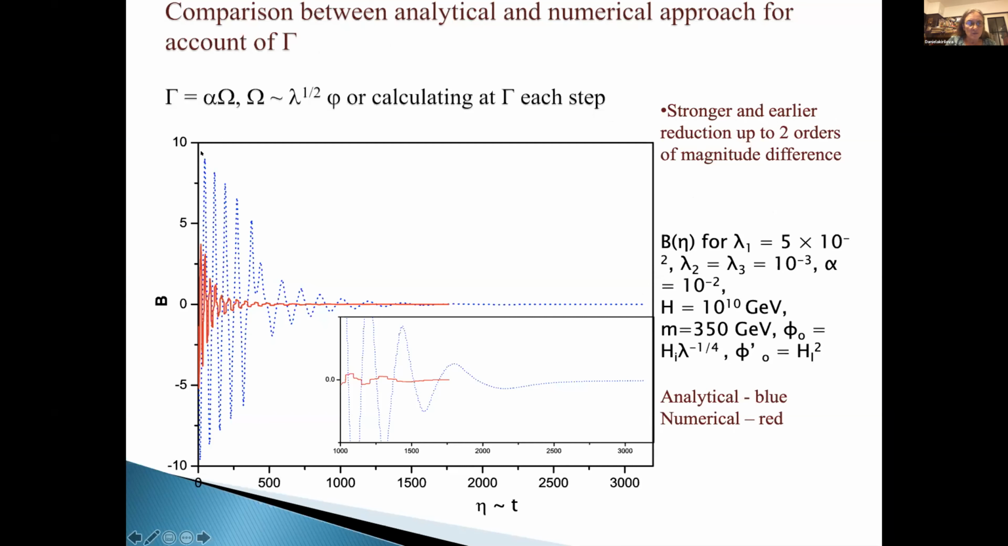Here you see the blue curves and the red curves for the correspondingly analytical and numerical account of the particle creation in the evolution of the baryon charge.